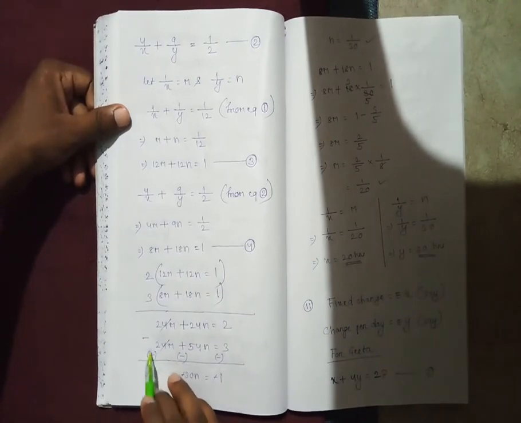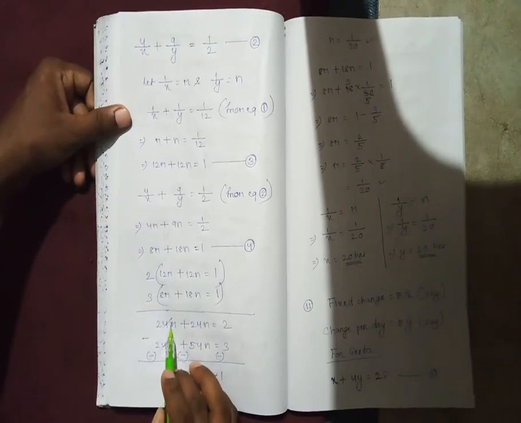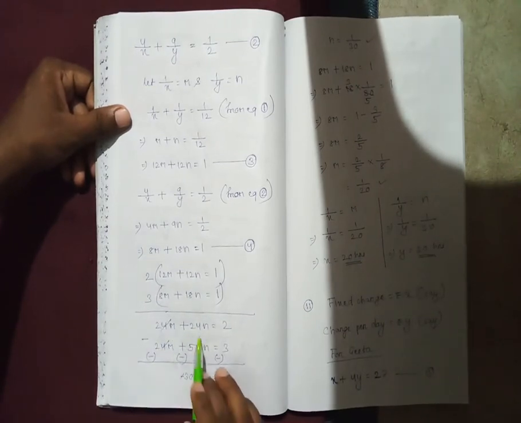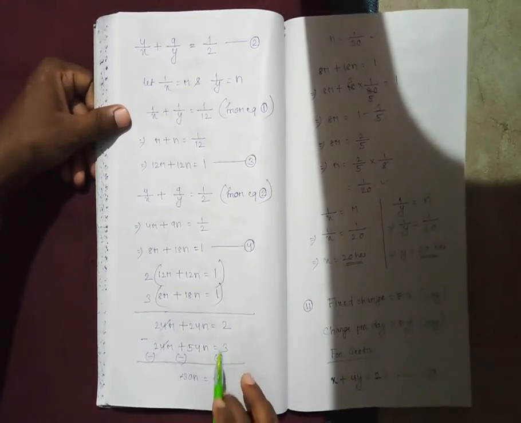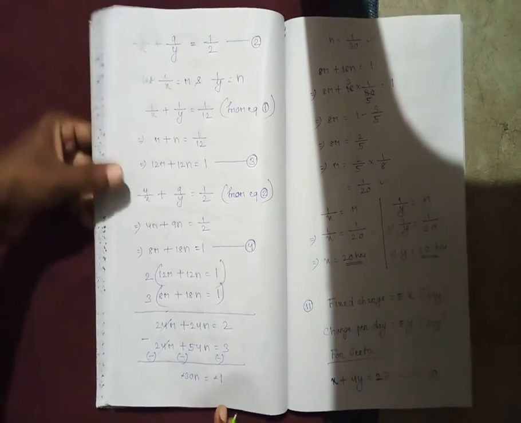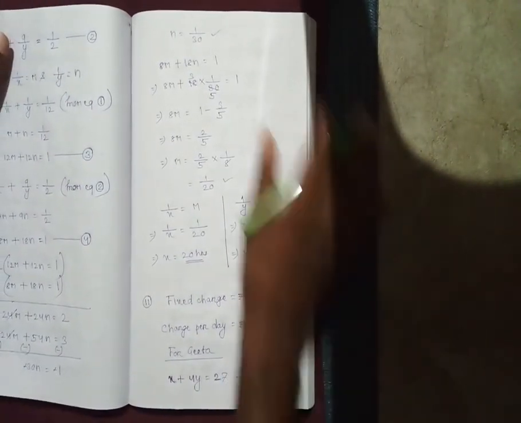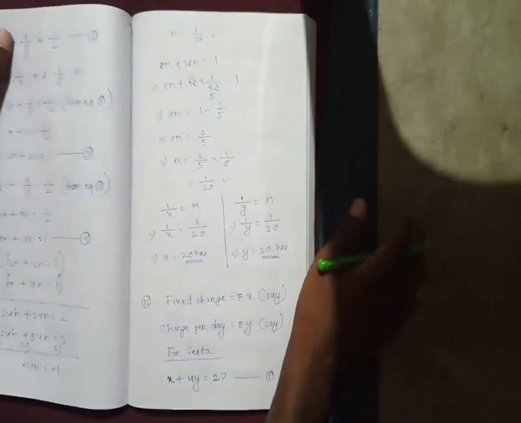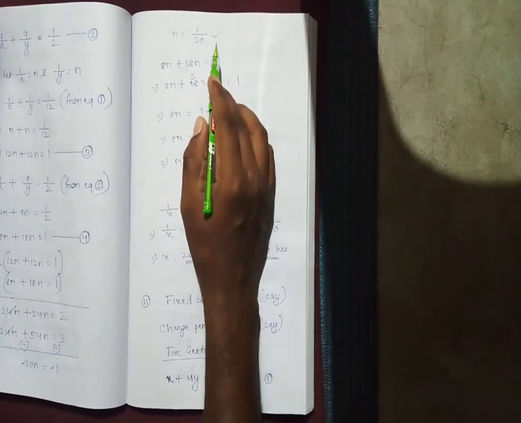So minus plus minus, minus plus minus, okay? So 24m minus 24m cancel. 24n minus 54n is equal to minus 30n, okay, which is equal to 2 minus 3, which is minus 1. So minus minus cancel. 30n is equal to 1, n is equal to 1 by 30, okay? So as you can see, n is equal to 1 by 30. We have got n now.